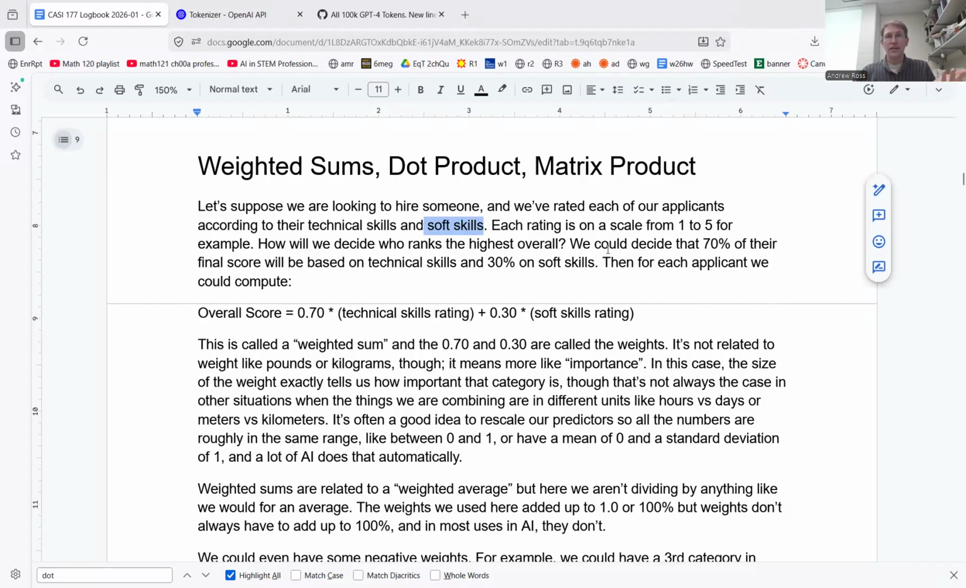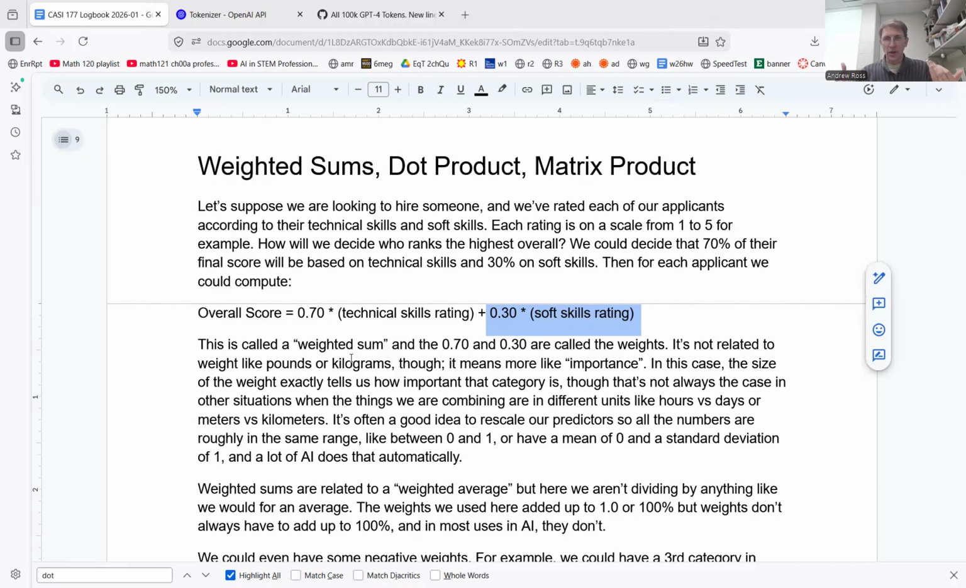We could decide that 70% of their final score will be based on their technical skills and 30% on their soft skills. Then for each applicant, we could compute their overall score being 0.7 times their technical skills rating plus 0.3 times their soft skills rating. This is called a weighted sum, and the 0.7 and the 0.3 are called the weights.